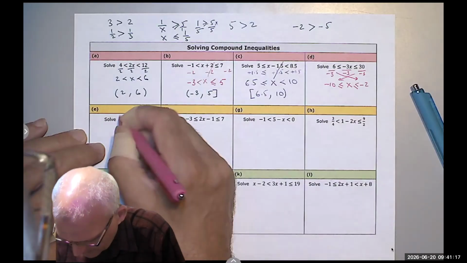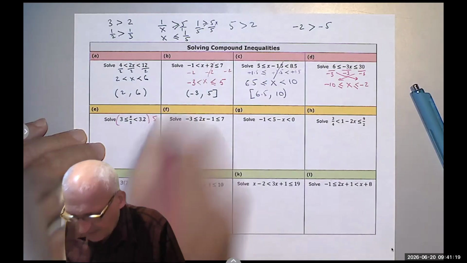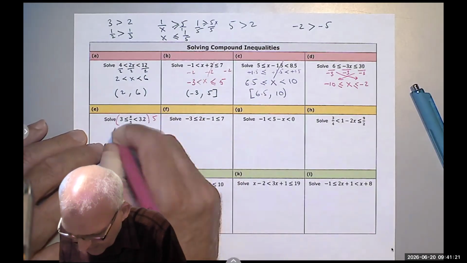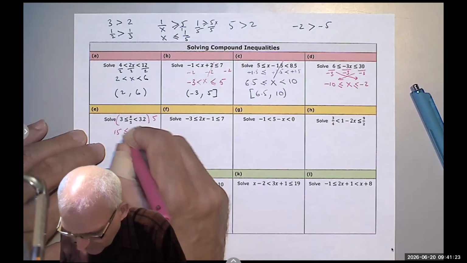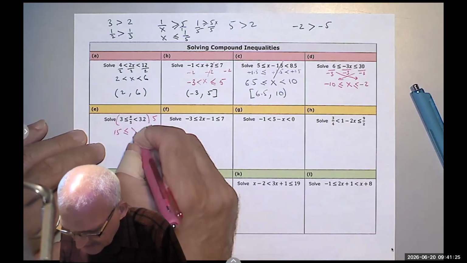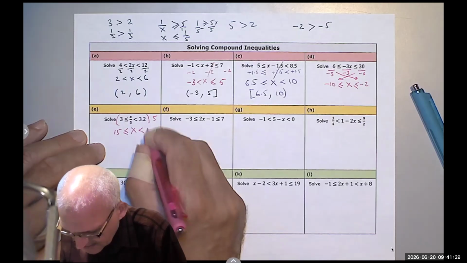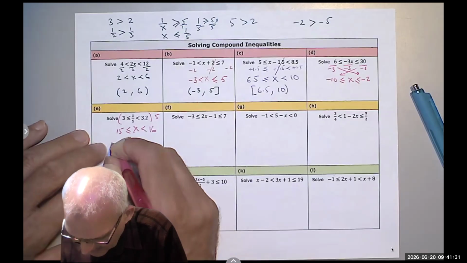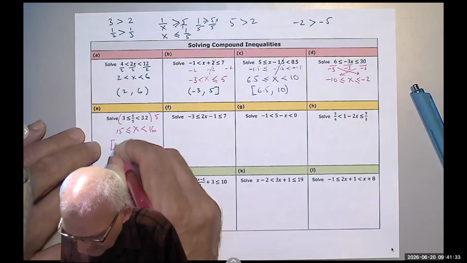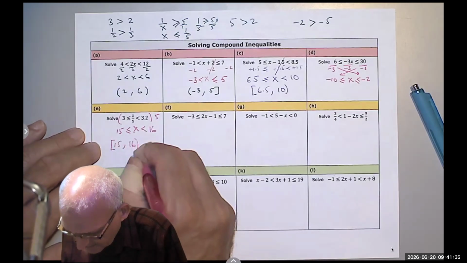So I don't have enough space. So I'm going to say this whole thing is multiplied by 5. So the left-hand side becomes 15 is less than or equal to, the middle is x, and the right-hand side, now x is less than 16. Again, I can write it as [15, 16).